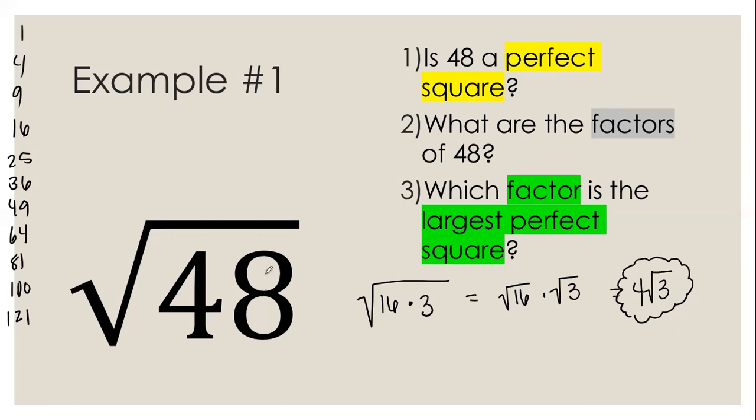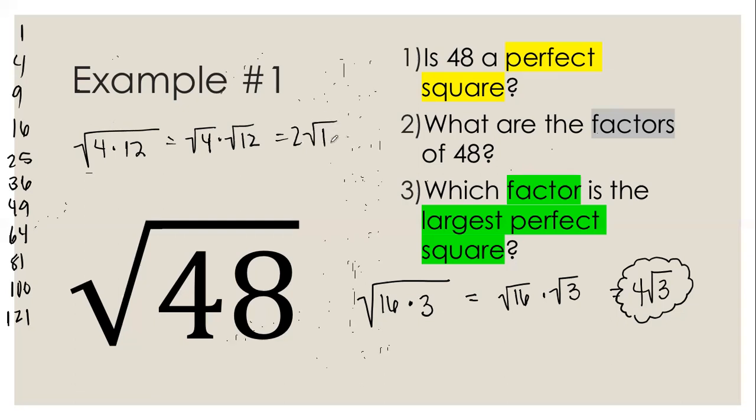Okay, so we figured out the largest perfect square that goes into 48. Because some of you might have been like, well, 4 goes into 48. Why can't I use that? Right? So some of you are like, well, 4 times 12 is 48. Let me break it down. The square root of 4 times the square root of 12. Well, that's 2 times the square root of 12.